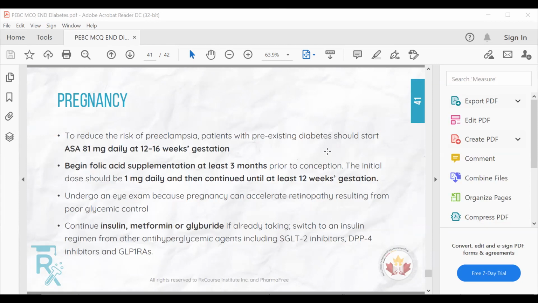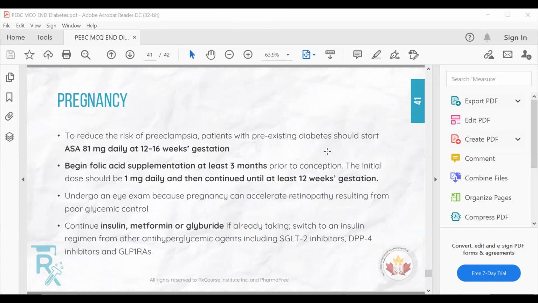Folic acid has to be begun at least 3 months prior to conception. Like if a woman is thinking about getting pregnant, she needs to start folic acid 3 months earlier. Okay, and it's taken as 1 milligram daily, and we will continue it for the first 3 months. And then what actually happens is the patient keeps taking it during the whole duration of pregnancy. And as we said, the eye exam has to be done more frequently.